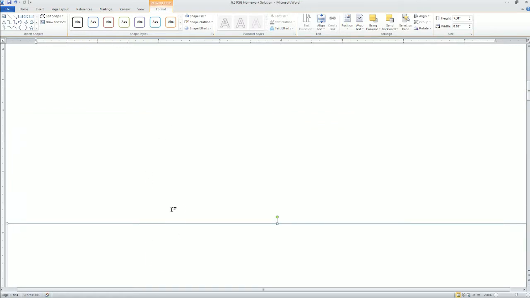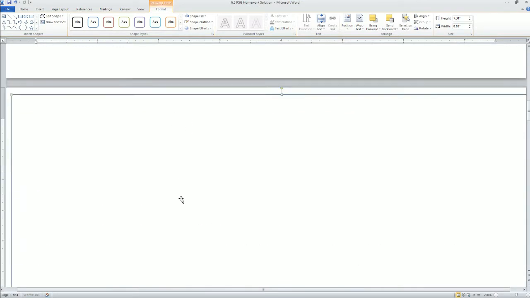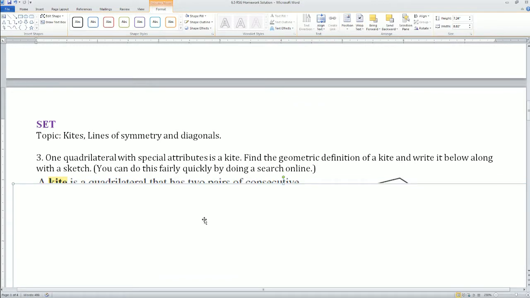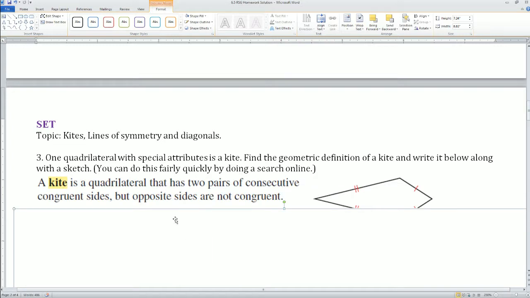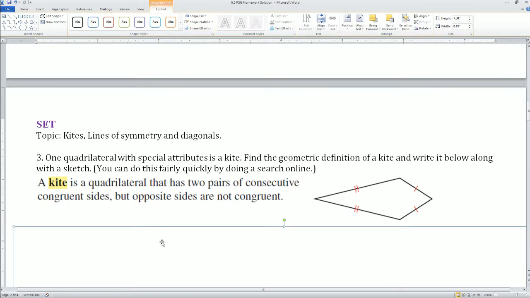Alright, so next, let's look at the Set part. Alright, one quadrilateral with special attributes is called a kite. Find the geometric definition of a kite and write it down with a sketch. Here's a kite. Okay, we have these two are similar, right? One hash here, two hash here, right? This means these two are congruent, right? So these are congruent and these two are congruent.